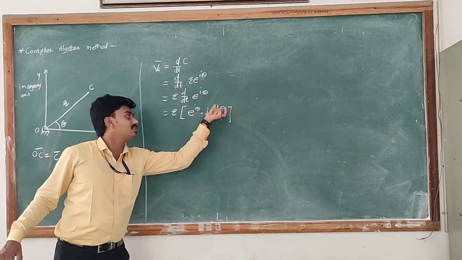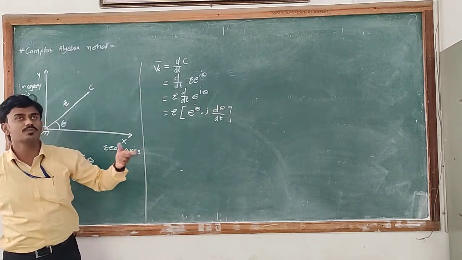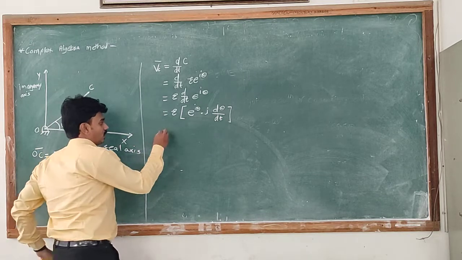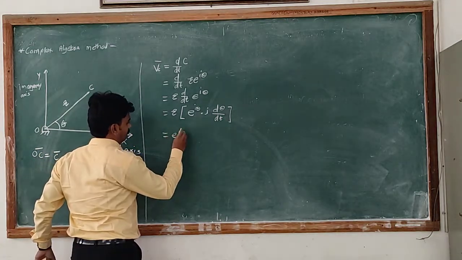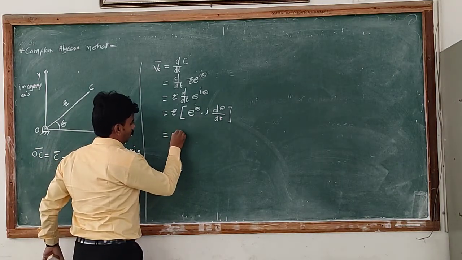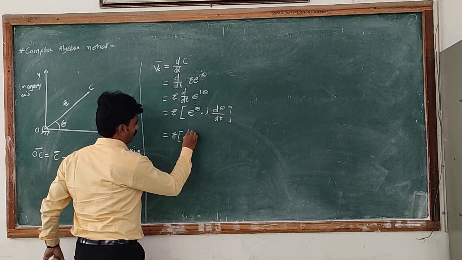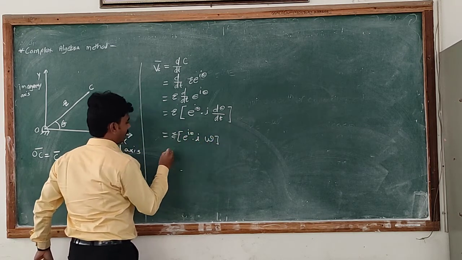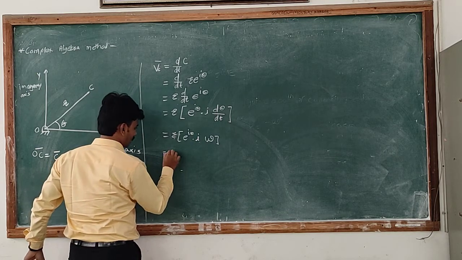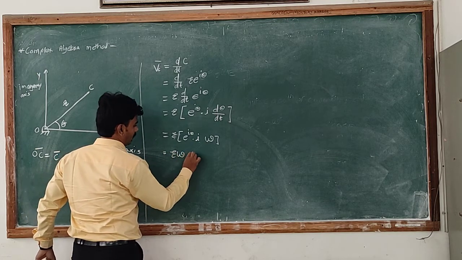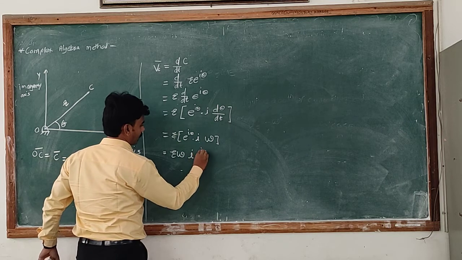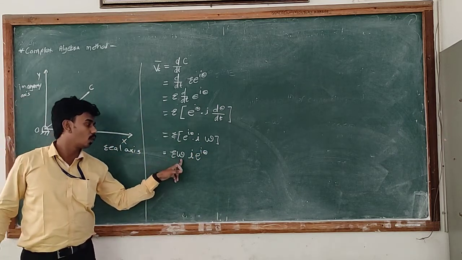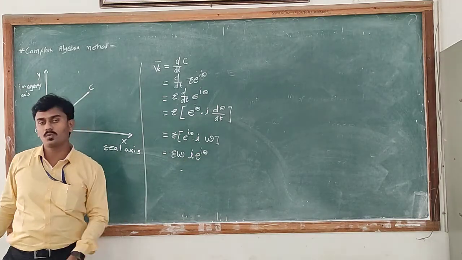What is the meaning of this d theta by dt? This rate of change of angle with respect to time is called the angular velocity. So it is equal to R into e raised to I theta into I into omega. So we can write it as R into omega into I into e raised to I theta.